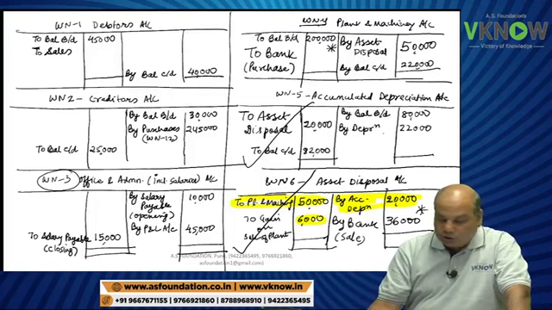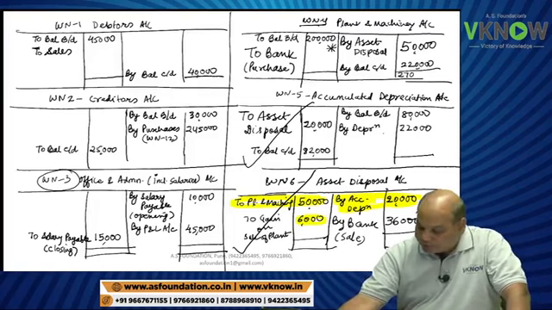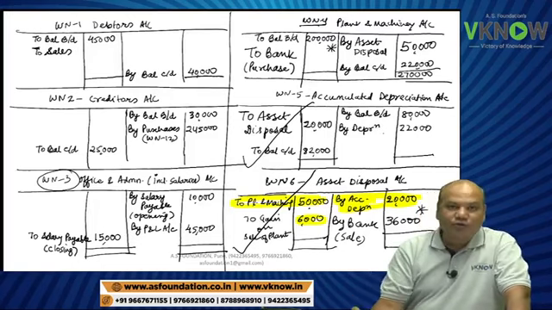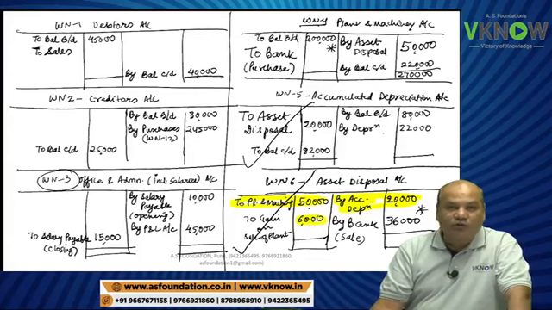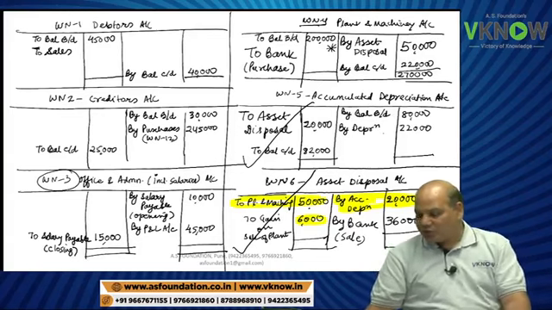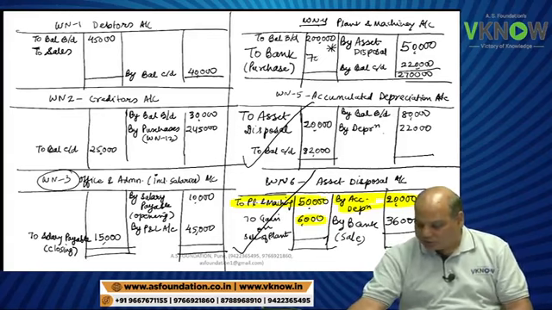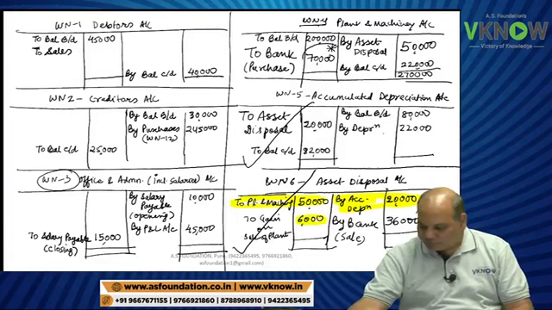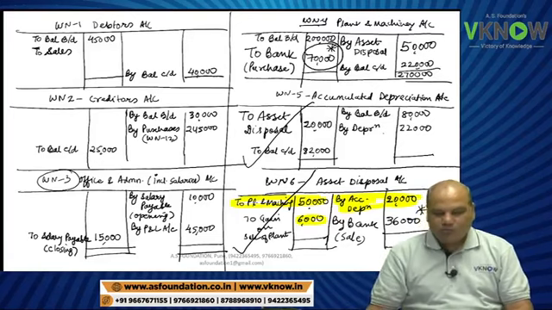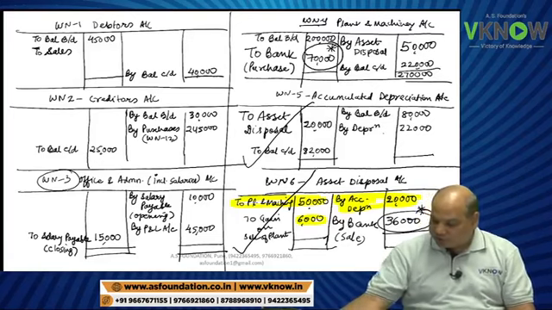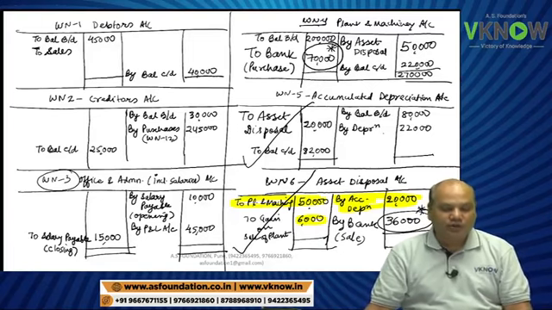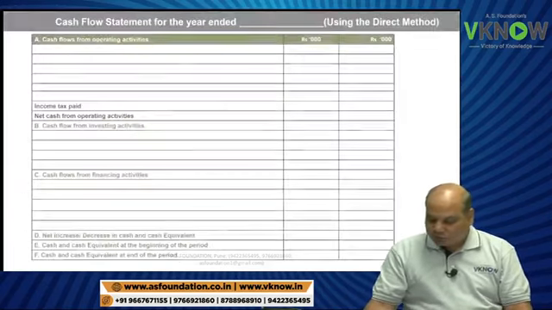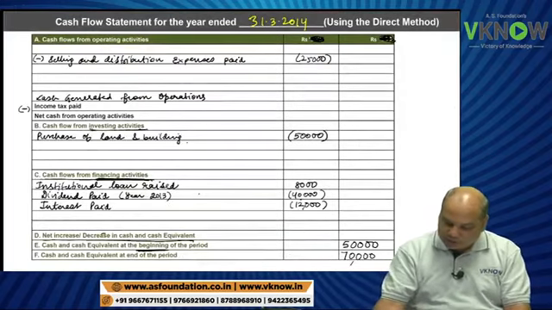Credit side total is 2,70,000. Yes, minus 2 lakh. So what is the purchase of plant value? Any answer? Purchase of plant is 70,000. So these two figures, purchase and sale of plant, we are going to write in investing activities. So all of you please come to investing activity.